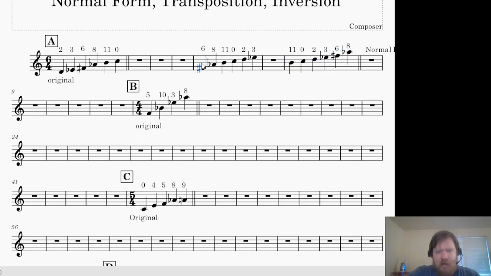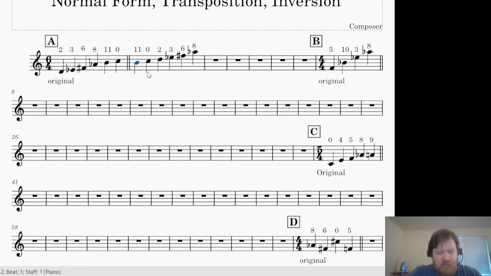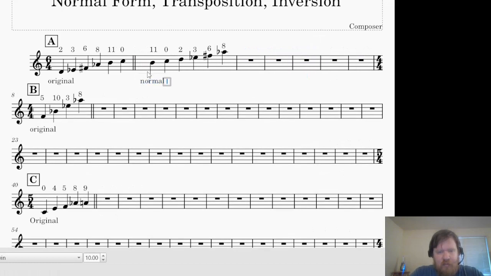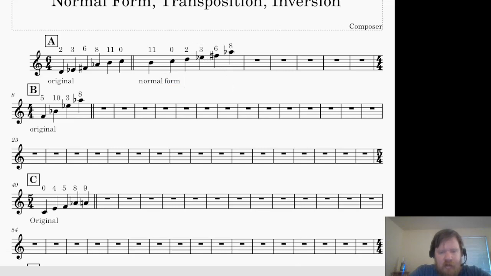So we found a winner. We didn't find it with the outside interval. We had to go to the next largest interval in order to find the normal form. So here is our normal form. Normal form. Excellent. Very good.